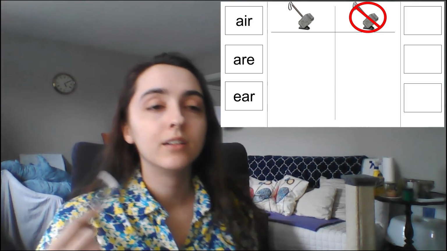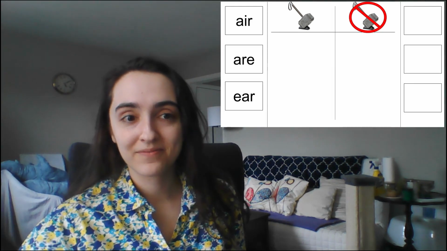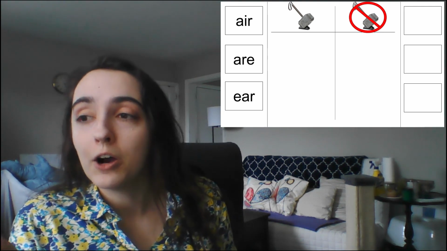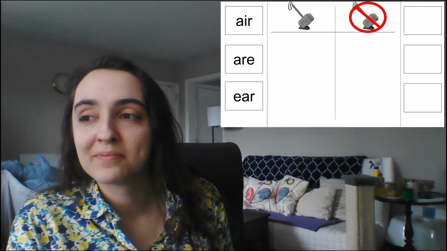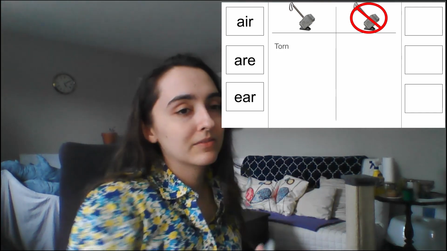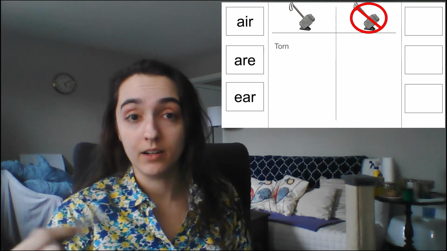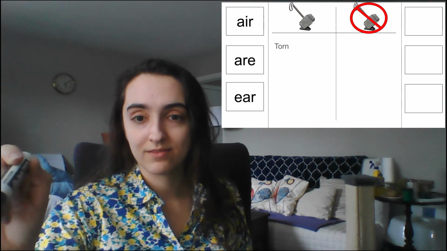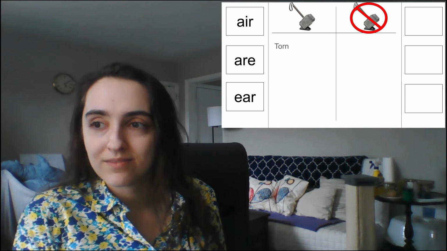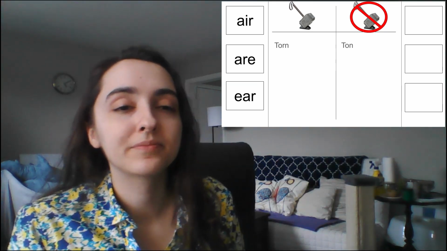Our first word. Watch. Torn. Say it. Now put your hand on your head if you think it has an R-controlled O. Good. It does. Our next word, watch, ton. Say it. Hand on your head if you think it has an R-controlled O. Good, it does not. Goes in this column.